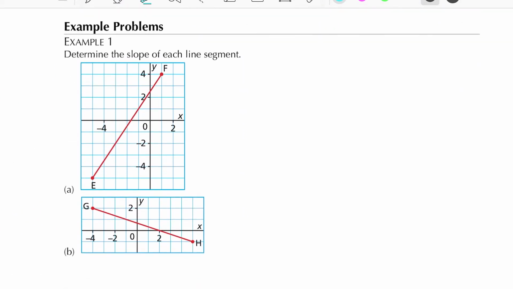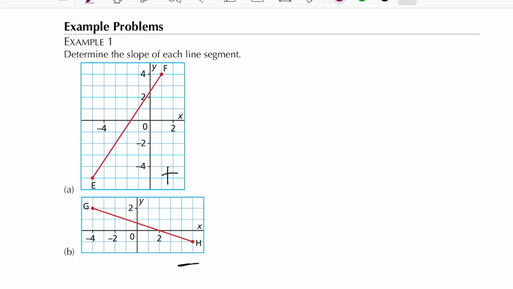Example problem 1 states determine the slope of each line segment. So we're given a line, and we're asked to find the slope. Now we can look quickly at letter A. We can see that it's going up from left to right, so this is going to be a positive slope. And letter B, it's going down from left to right, so this is going to be a negative slope. Okay, so let's just keep that in mind.